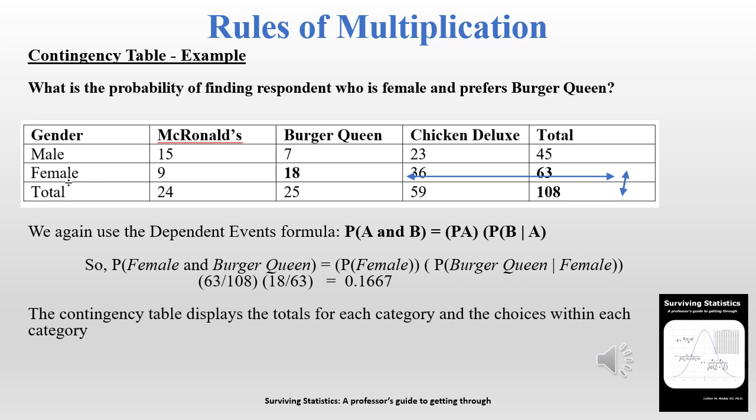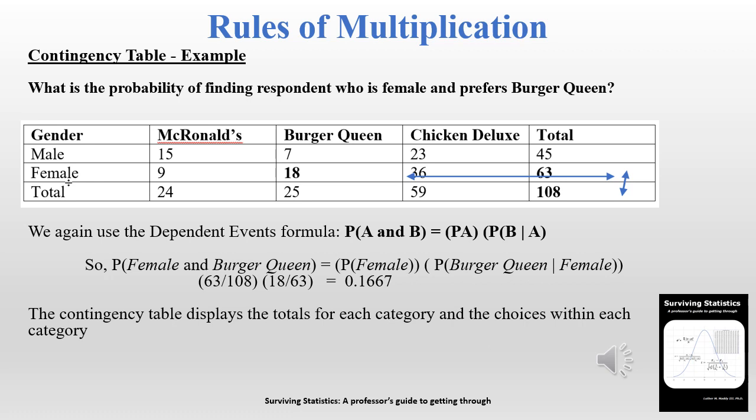So let's go ahead and answer a question here. What is the probability of finding a respondent in our survey who is female and prefers Burger Queen? So we use the dependent events formula: the probability of A and B, in this case A being the gender female and B being Burger Queen as the selected choice, is the probability of A, female, times the probability of Burger Queen given that the gender is female.